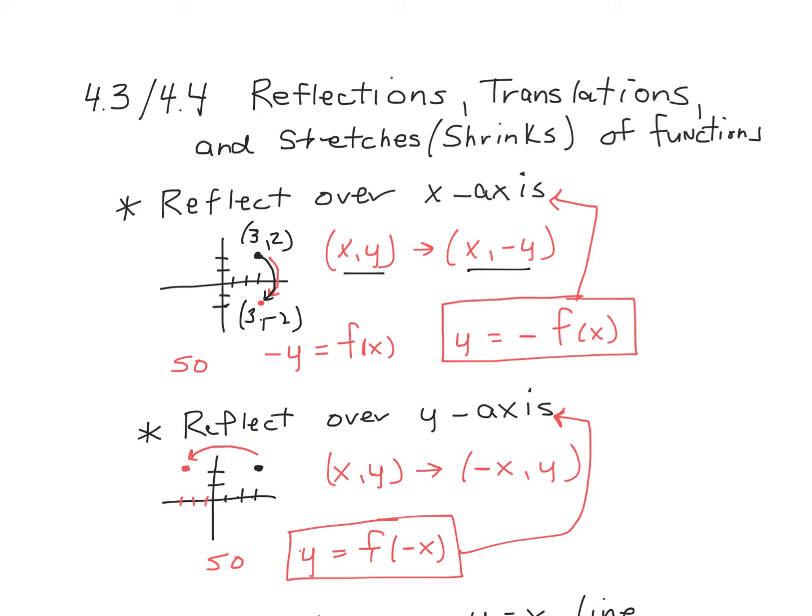Therefore, to reflect a function of y equals f of x, we would change the y to -y, which you can see we're doing right here. And then just to get y by itself, again, if we multiply both sides by -1, this is the notation for reflecting a function over the x-axis. That is basically multiplying the entire function by a -1.